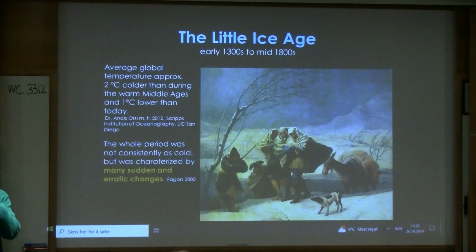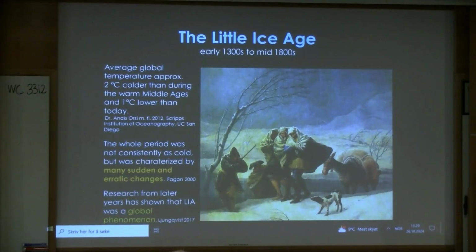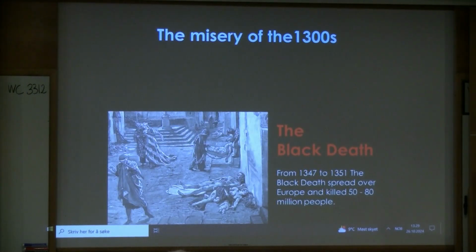The whole period was not consistently cold globally, but it was characterized by many sudden and erratic changes in the climate. And research, Ljungqvist, the Swedish author, says that research from later years has shown that the Little Ice Age was indeed global, even if it wasn't as cold all the time throughout the whole period. So what did the misery of the climate worsening in the 1300s lead to?